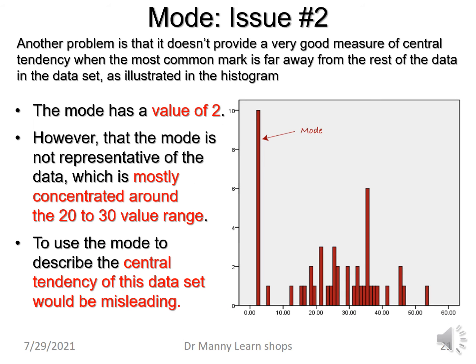Another problem with mode is that it doesn't provide a very good measure of central tendency when the most common mark is far away from the rest of the data in the data set. This is illustrated in the histogram below. The mode has a value of 2, however, the mode is not representative of the data, which is mostly concentrated around the 20 to 30 value range. To use the mode to describe the central tendency of this data would be misleading. It would be incorrect.